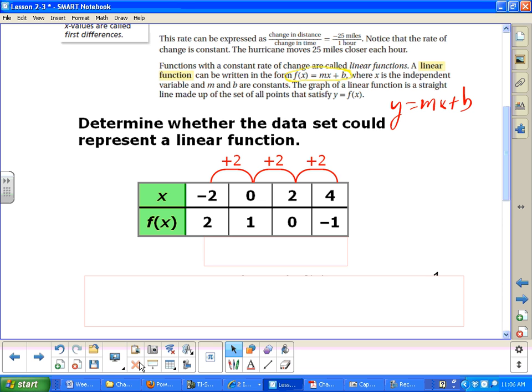What about our y values? What do we want those to do? Dylan? Okay, we want those to change at a constant rate also. And here, each of these change by -1. So since the first differences are the same, then this would be a linear function.